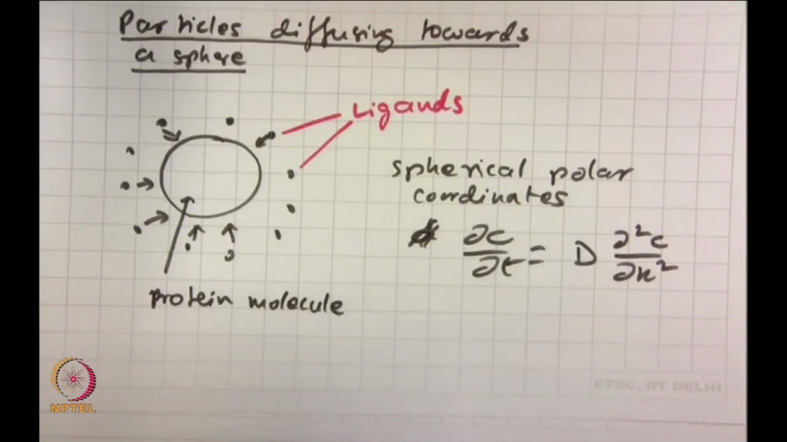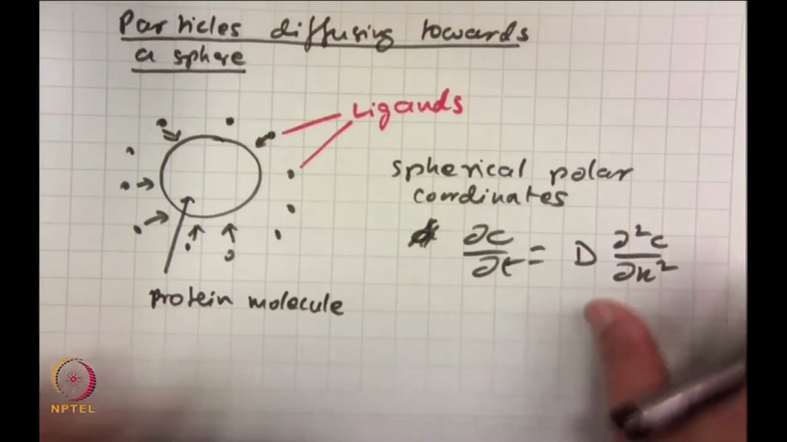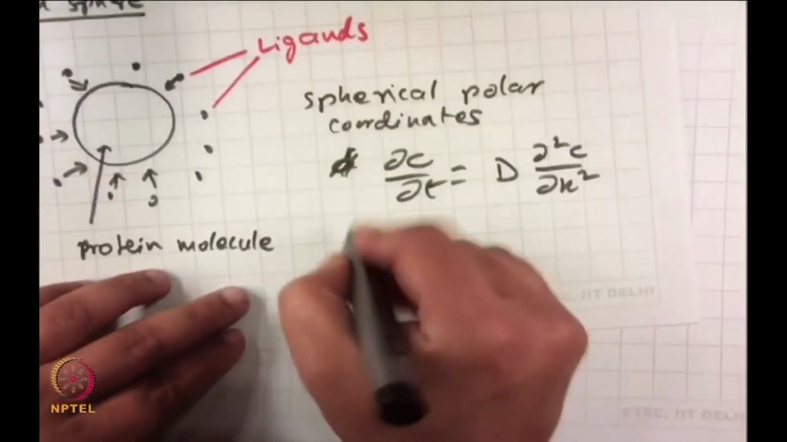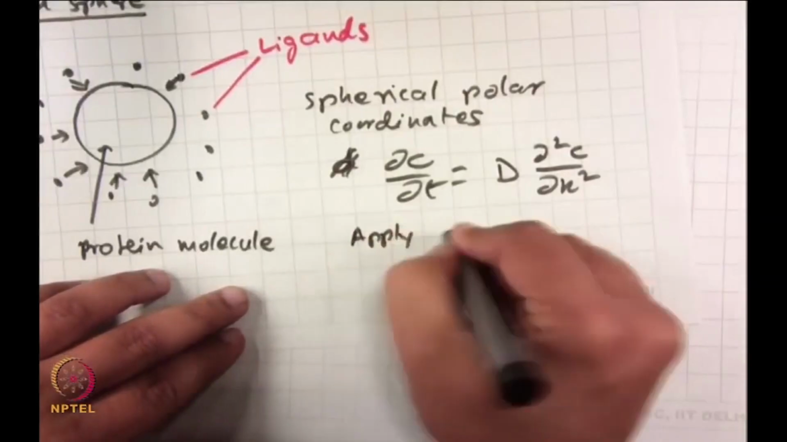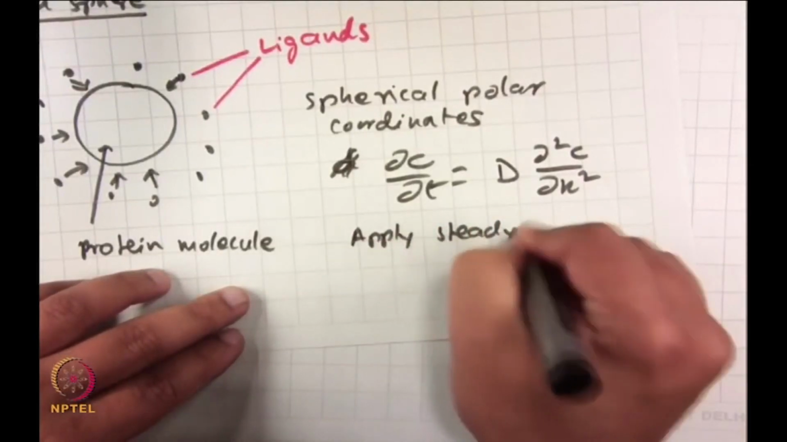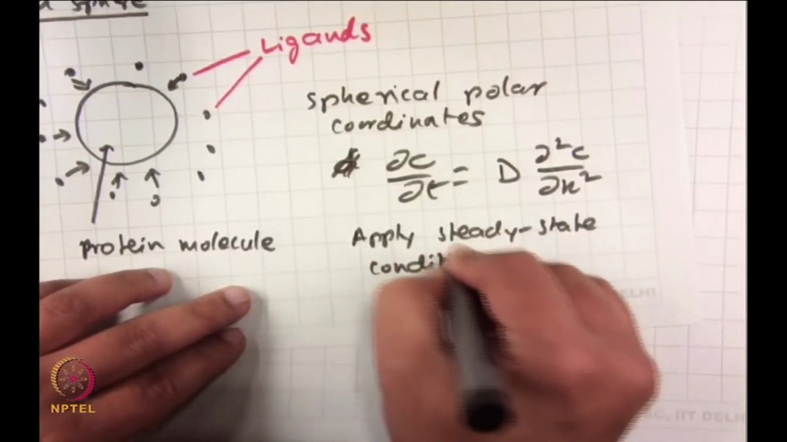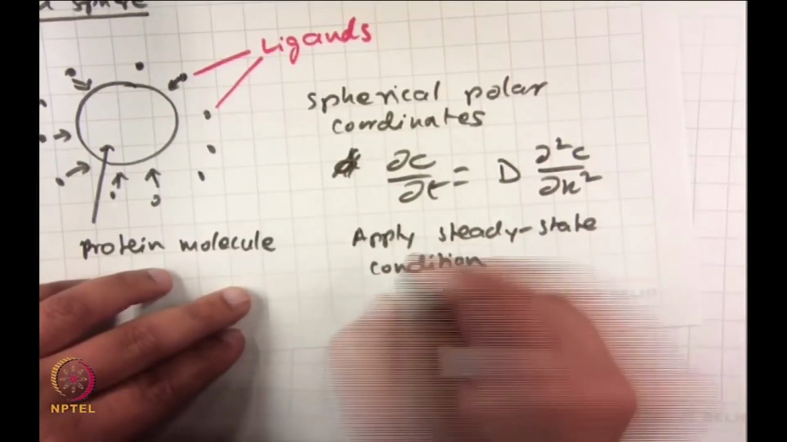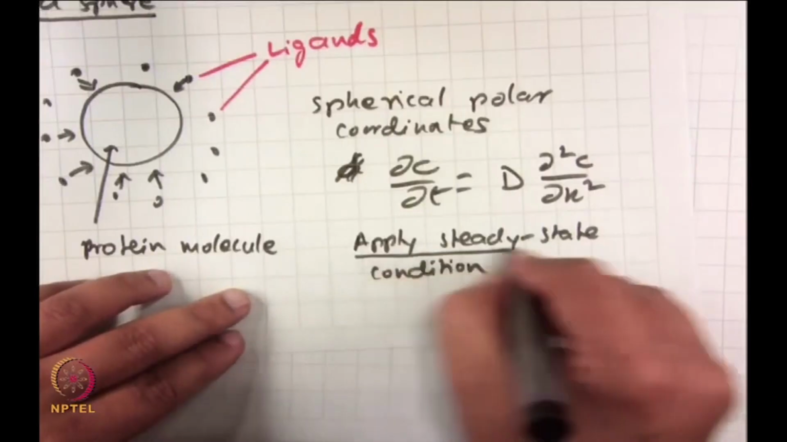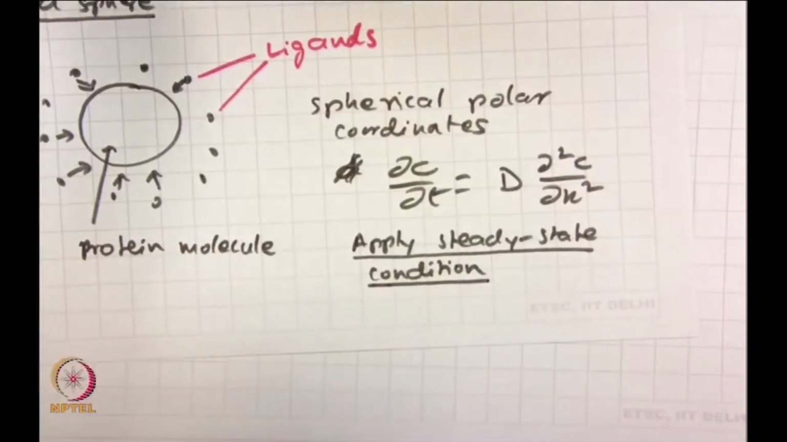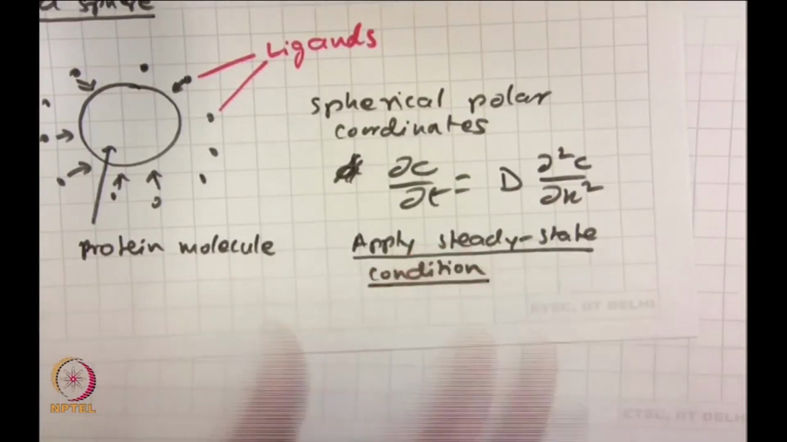That is number 1. Number 2 is, we will apply steady state condition for simplicity. What do you have at steady state? How do you define steady state? So, in this equation, if I assume a steady state condition, what will happen?